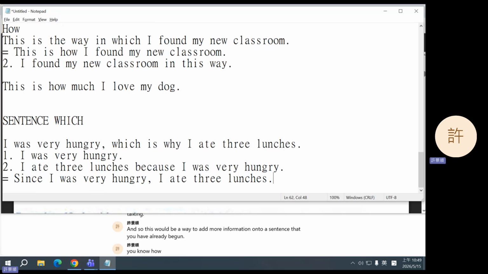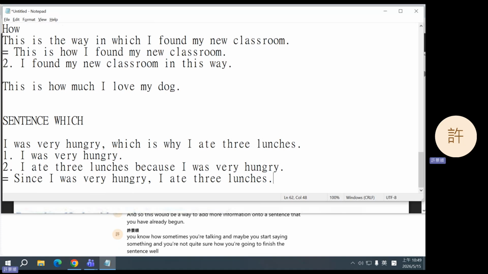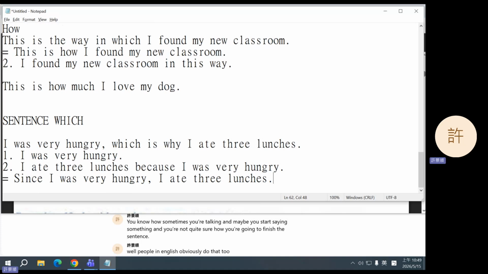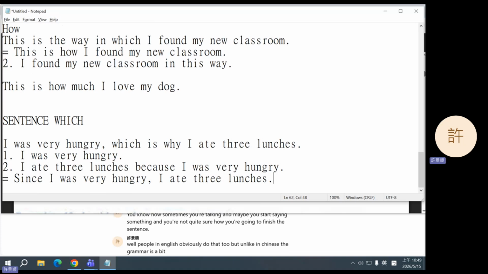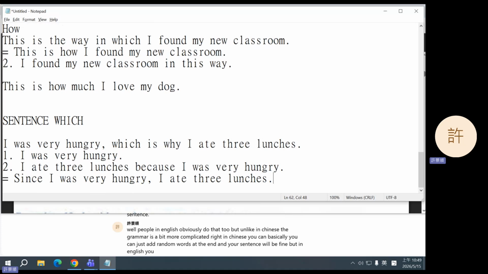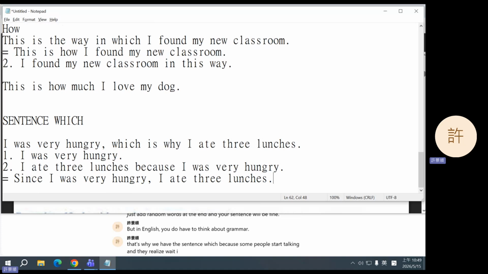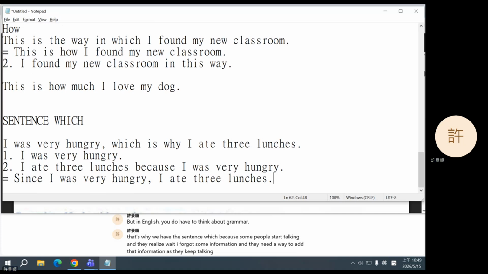You know how sometimes you're talking and maybe you start saying something and you're not quite sure how you're going to finish the sentence? Well, people in English obviously do that too. But unlike in Chinese, the grammar is a bit more complicated. Right? In Chinese, you can just add random words at the end and your sentence will be fine. But in English, you do have to think about grammar. And that's why we have the sentence which. Because some people start talking and they realize, wait, I forgot some information. And they need a way to add that information as they keep talking. And the sentence which is one way to do that.